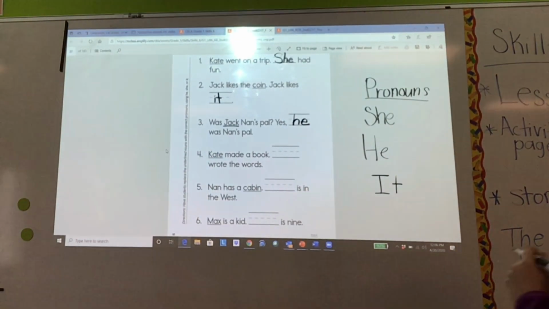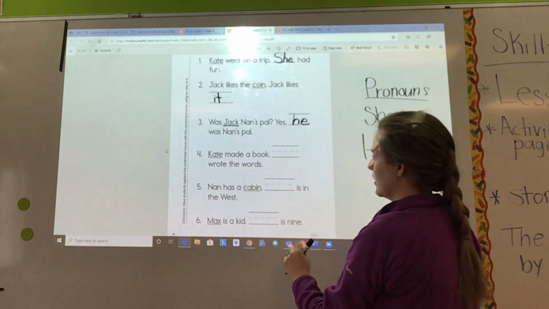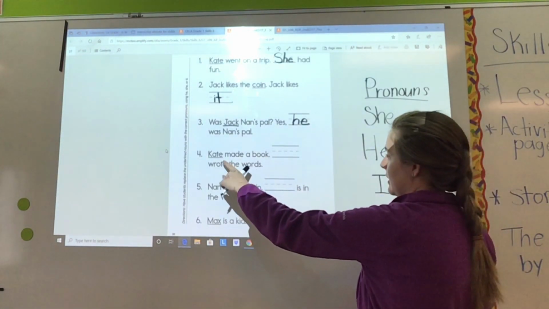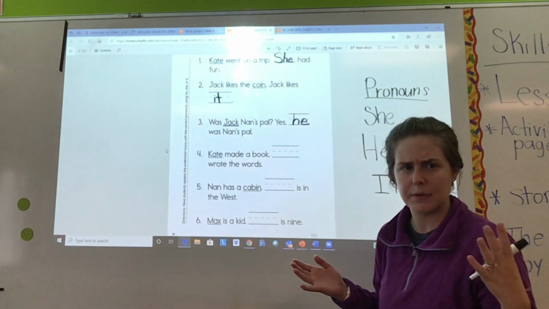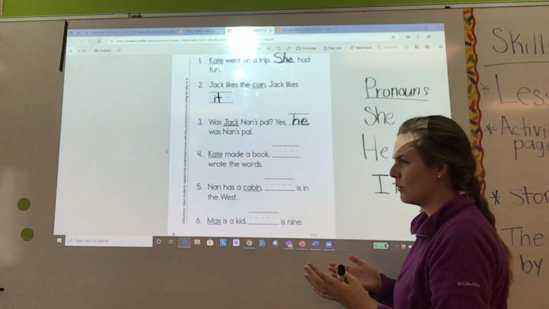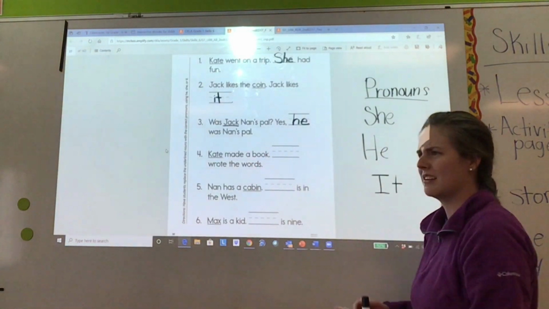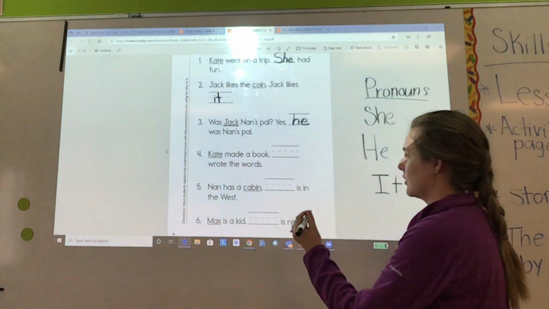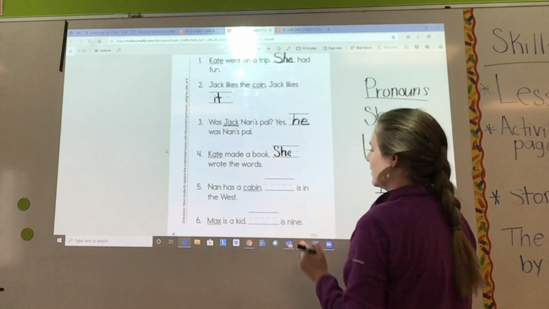Kate made a book. Blank wrote the words. She wrote the words? Maybe. He wrote the words. I don't know what he we'd be talking about though. So I don't think that's it. It wrote the words. That's not nice. It'd be confusing to call somebody it. Kate made a book. She wrote the words.